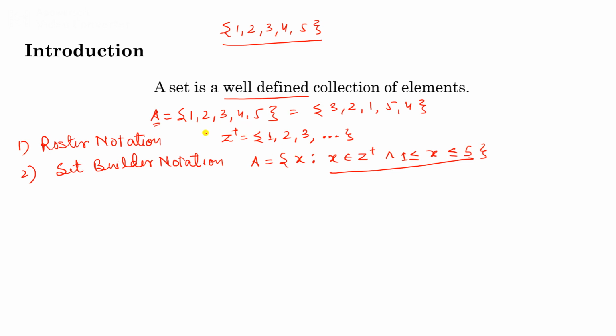X is a variable for these elements, and the definition of this X is: X belongs to Z plus, and X is greater than or equal to 1 and less than or equal to 5. So this is the set builder notation. So two ways are there to define a set. The first one is roster, the second one is set builder notation. Some common sets: the set of natural numbers is denoted by N, the set of integers by Z, the set of real numbers by R, the set of positive integers by Z plus, and so on.